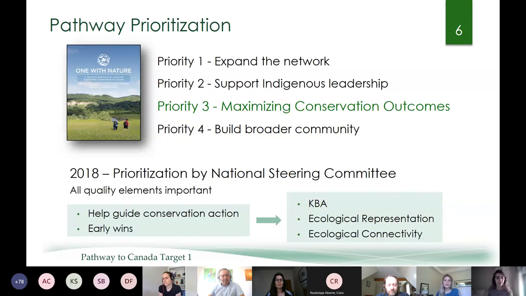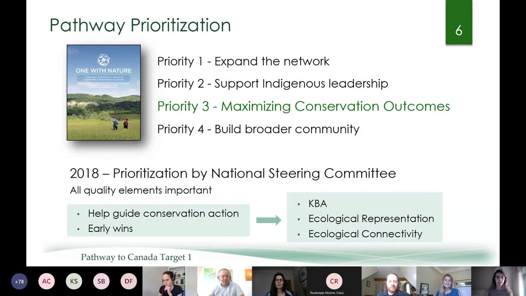So building on the work of the two Pathway National Advisory Bodies, so that Indigenous Circle of Experts and National Advisory Panel, the body responsible for leading the Pathway Initiative, the National Steering Committee, released the Interjurisdictional One with Nature report. And this is truly a report by federal, provincial, territorial departments responsible for conservation, wildlife, and biodiversity. And it highlights shared priorities and aspirational actions to advance Canada Target 1. And you'll see priority 3 in the report speaks to maximizing conservation outcomes and includes aspirational actions such as the need to develop pan-Canadian criteria and indicators for monitoring, tracking, and reporting progress on the qualitative elements of Canada Target 1.